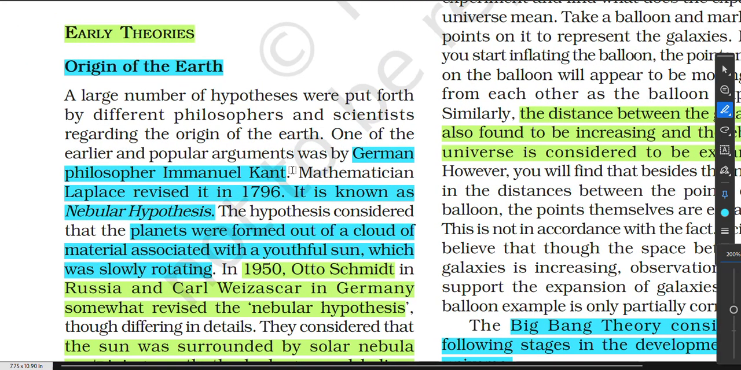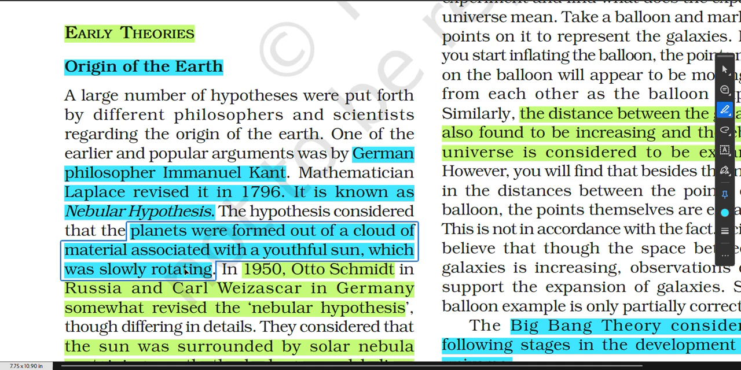There was a German philosopher named Immanuel Kant, who first gave one of the earliest and most popular arguments regarding the origin of the Earth, known as the nebular hypothesis, which was later revised by Laplace in 1796. So what is the nebular hypothesis? This hypothesis considered that the planets were formed out of a cloud of material which was associated with the youthful sun, which was slowly rotating.